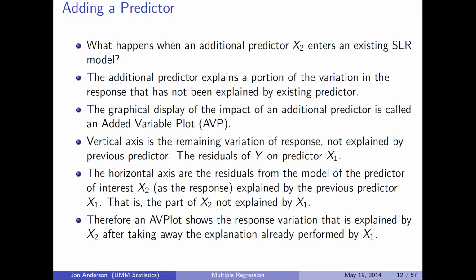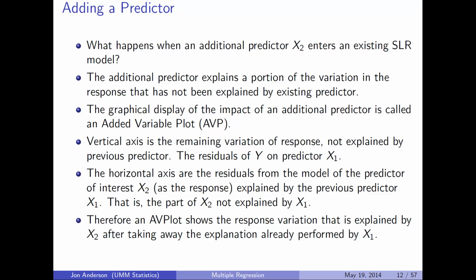The vertical axis is going to be some residuals, and the horizontal axis is going to be a set of residuals. The vertical axis set is going to be the residuals of trying to explain the response y with the previous single predictor x1. So what's going to be on the vertical axis is the unexplained part of y after x1 has done its explaining the best it could. The horizontal axis is going to be the unique part of x2, the new variable that we're thinking about adding, that hasn't already been explained by x1.